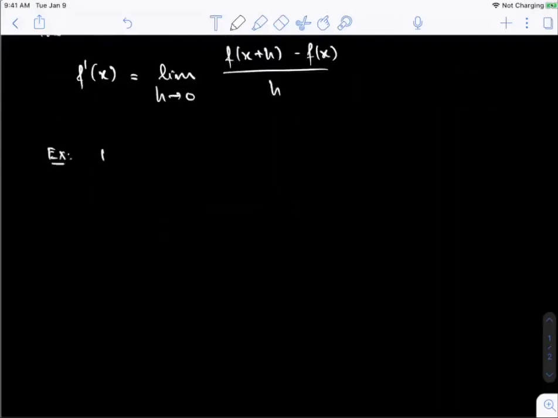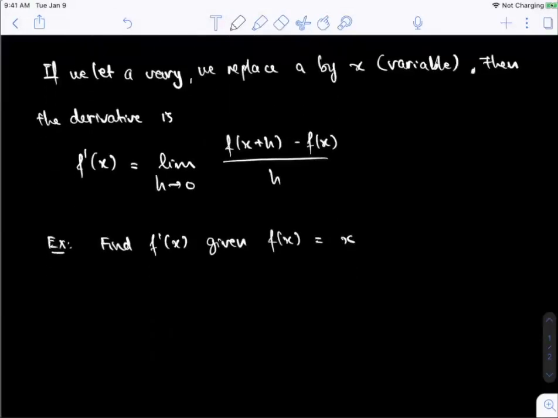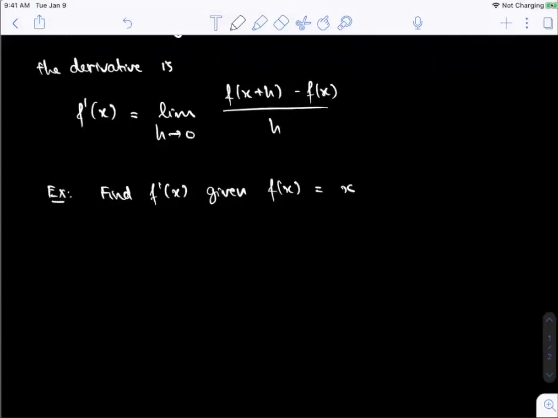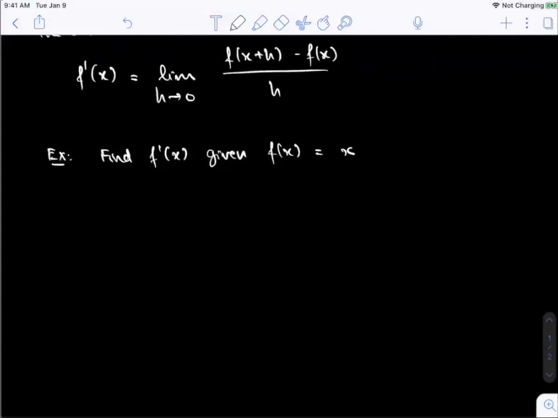Example, find f prime of x given f of x is equal to 2x. Very simple at first, right? Then we can go over something more difficult. So use the formula, right? f prime of x is equal to the limit as h approaches 0 of f of x plus h minus f of x divided by h.